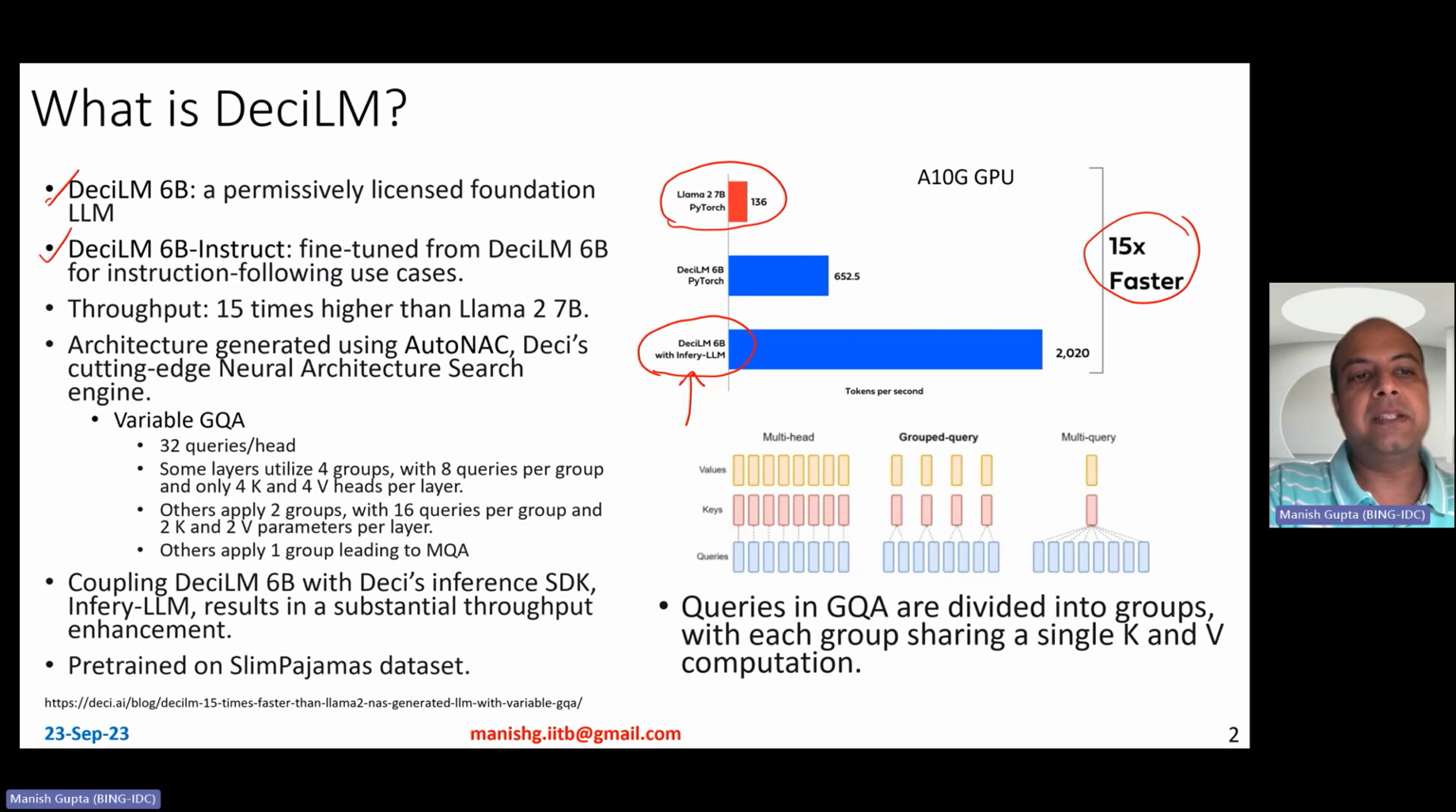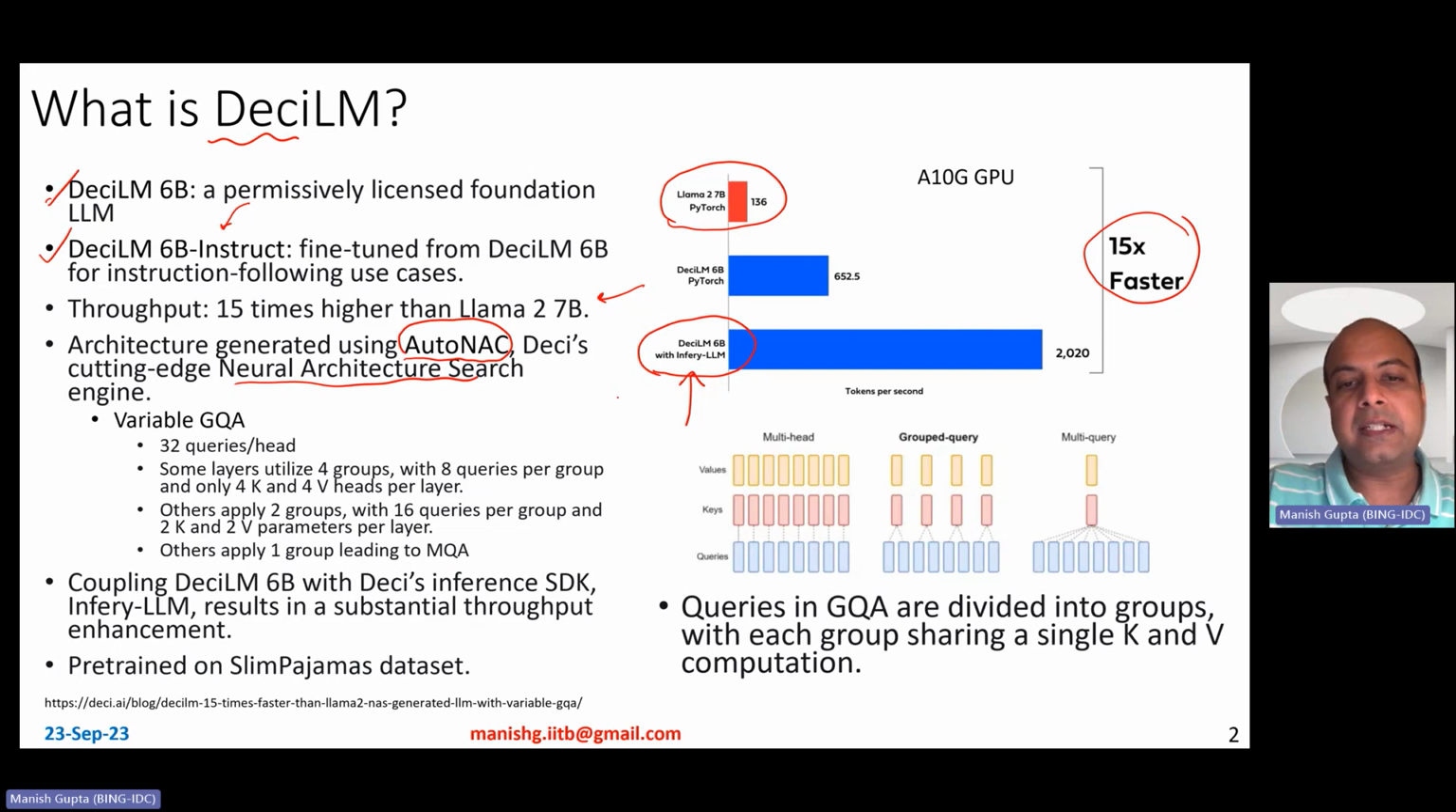Another brother of DeciLM 6 billion is DeciLM 6 billion Instruct, which is a fine-tuned model, fine-tuned from DeciLM 6 billion for instruction following use cases. As I mentioned, the selling point is that it is 15 times higher throughput compared to Llama 2 7 billion model. The architecture for DeciLM actually was generated using an automated neural architecture search engine. The company Deci has an internal pipeline called AutoNAC, which is a neural architecture search method to find good architectures, right? So the architecture has been obtained using this neural architecture search method.